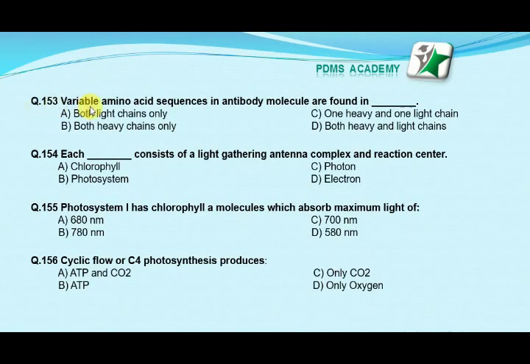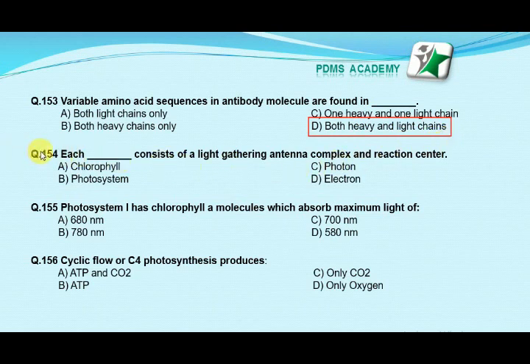Our next MCQ is: variable amino acid sequences in an antibody molecule are found in: option A, both light chains only; option B, both heavy chains only; option C, one heavy and one light chain; option D, both heavy and light chains. Our correct answer is D, both heavy and light chains.